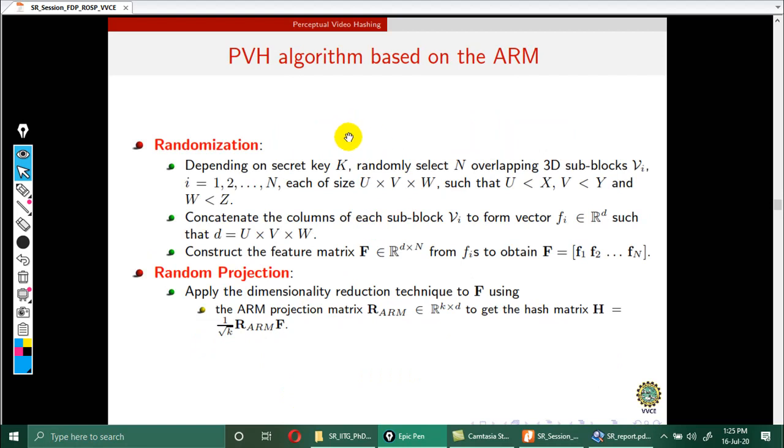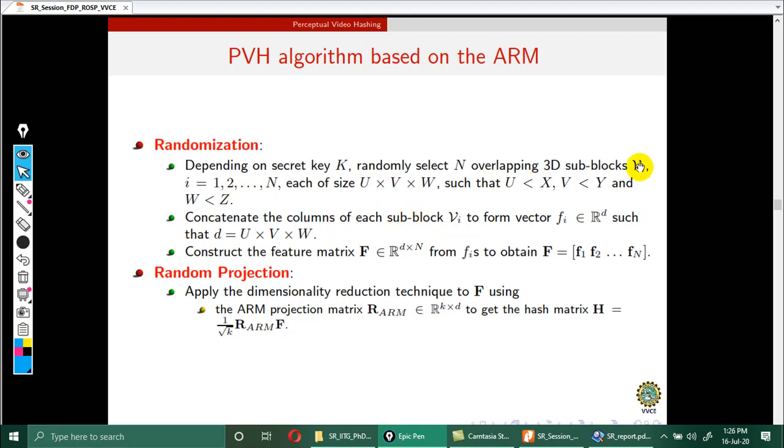Now, depending on a secret key k, we randomly select n overlapping 3D subblocks or subcubes. So I have a bigger cube, and in that I take smaller subcubes, and then we apply the random projection technique on the subcubes and not on the entire cube. Why? Depending on a secret, we randomly select overlapping subcubes to improve security, because we want a secured hash. But when it comes to near duplicate video retrieval, the secret key may not be required.